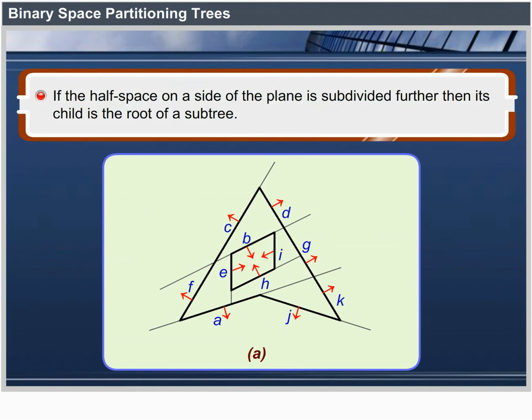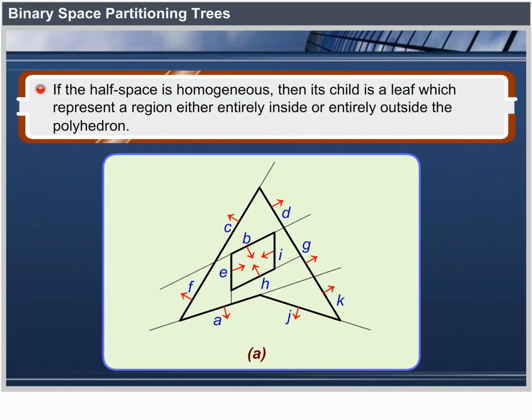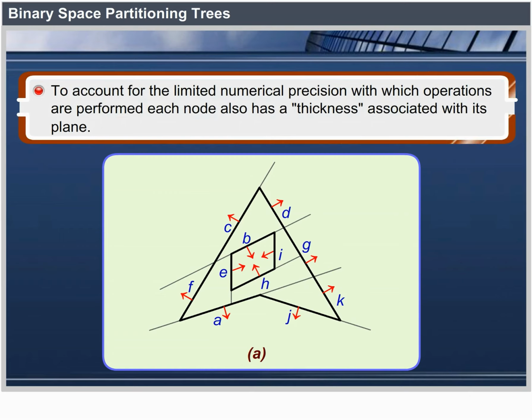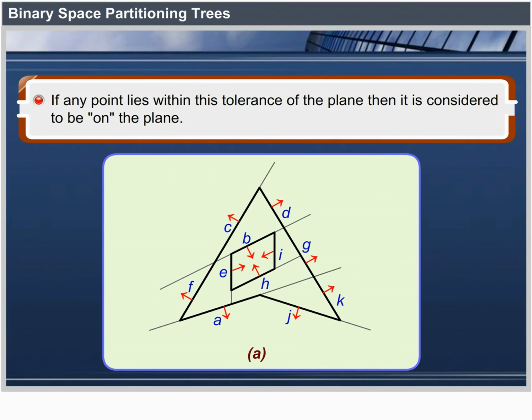If the half space on a side of the plane is subdivided further, then its child is the root of a subtree. If the half space is homogeneous, then its child is a leaf representing a region either entirely inside or entirely outside the polyhedron. These homogeneous regions are called in cells and out cells. To account for the limited numerical precision with which operations are performed, each node also has a thickness associated with its plane. Any point lying within this tolerance of the plane is considered to be on the plane.